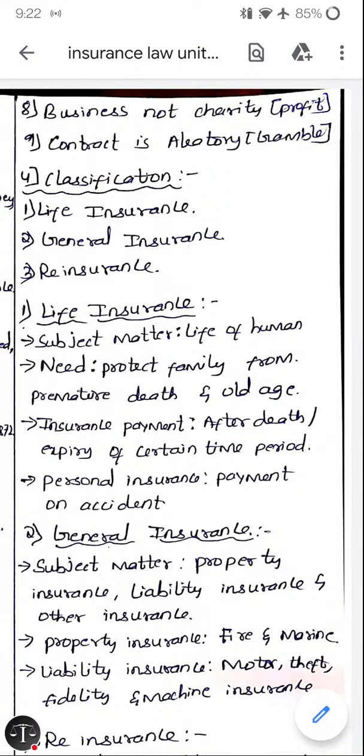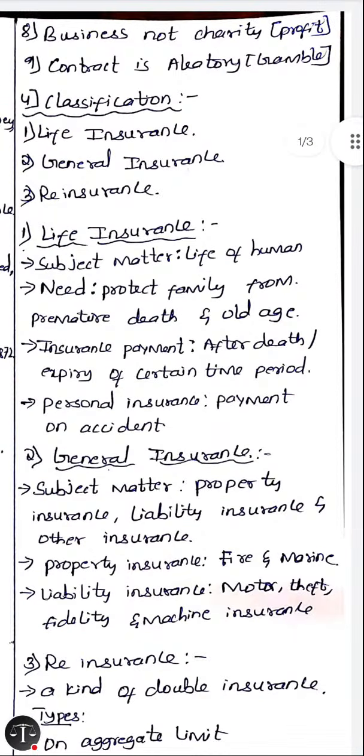The next is classification of insurance. The contract of insurance is classified as life insurance, general insurance, and reinsurance. So what is life insurance? In life insurance, the subject matter is the life of a human. So life insurance only deals with the life of a human. When the life of a human is at risk, only then it is called life insurance. Animal lives are not covered in life insurance. They are covered in general insurance. So the subject matter in life insurance is the life of a human.